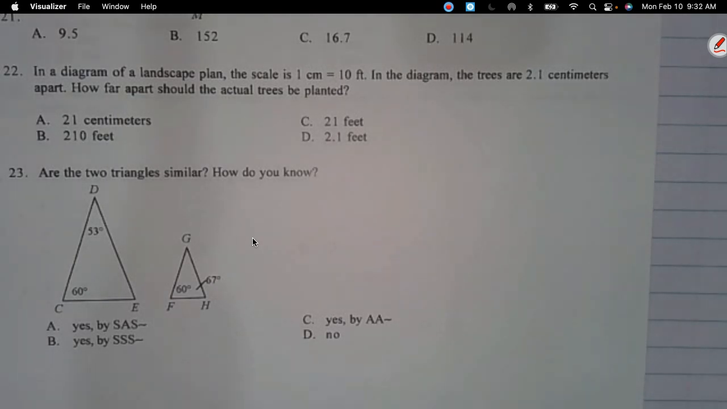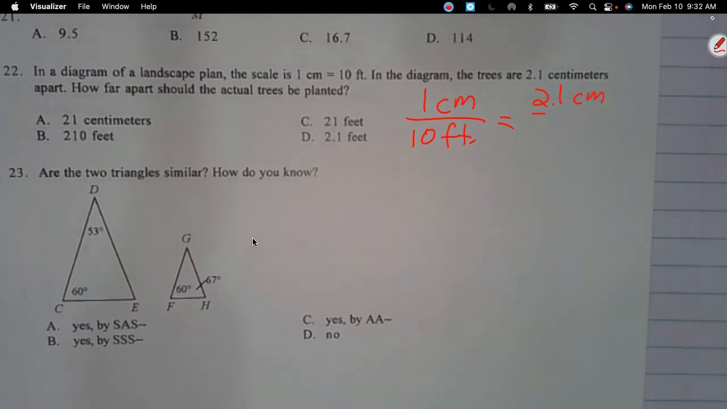Okay, you have a scale. They give you a scale. This one's different. I do not need to change any of the things that they give me. I'm not changing centimeters to feet or feet to centimeters. I'm just using their scale. They are telling me 1 centimeter and 10 feet. What's the next bit of information they give me? 2.1 centimeters. Where do centimeters go? Up top. So I'm going to be consistent and write that up top.